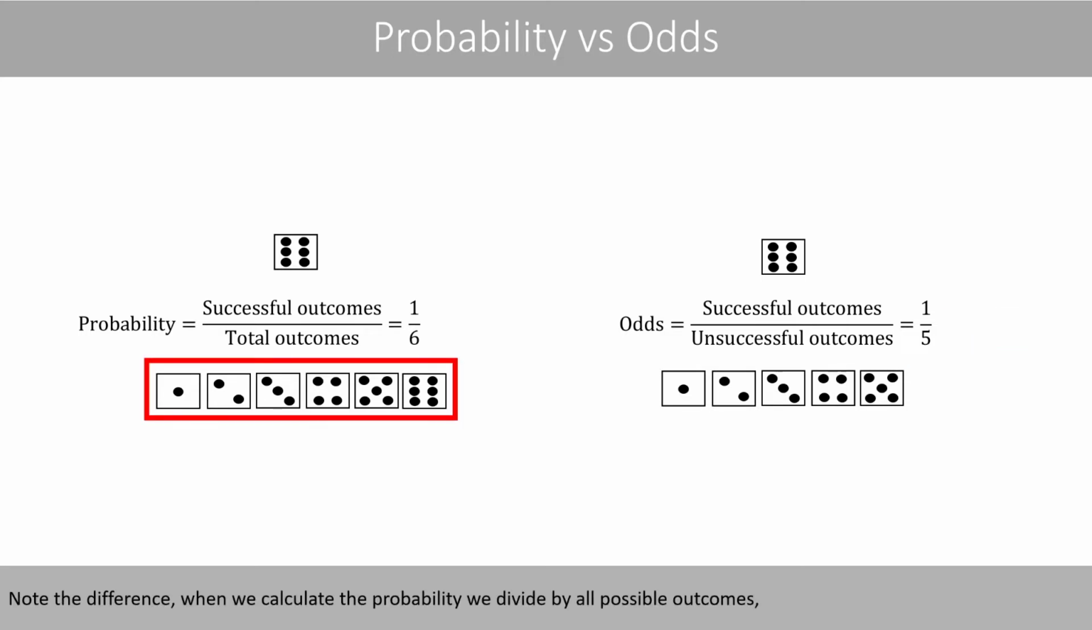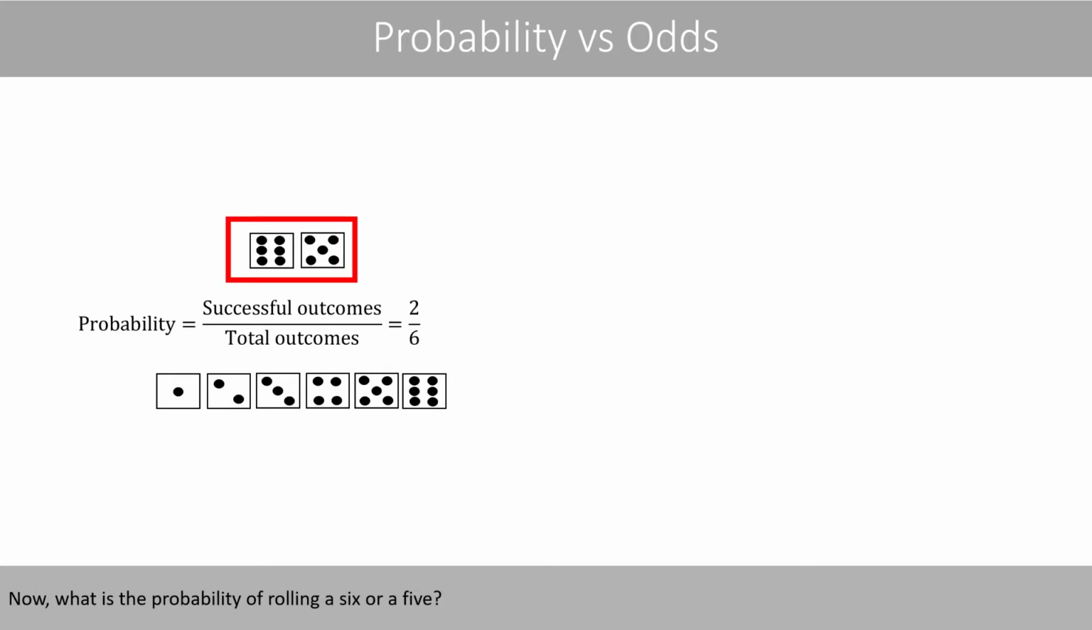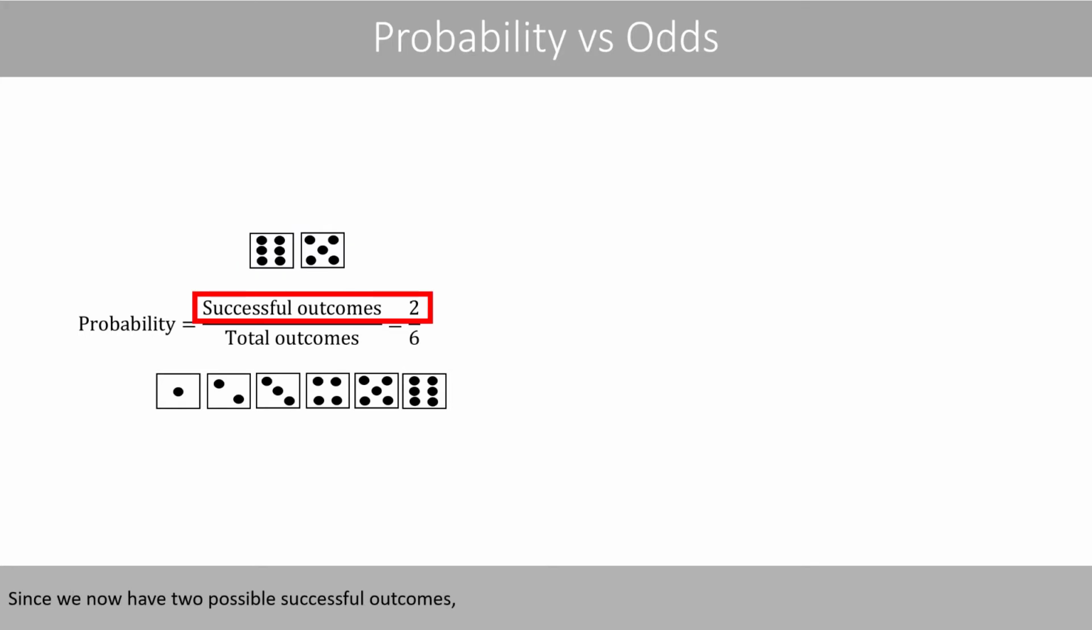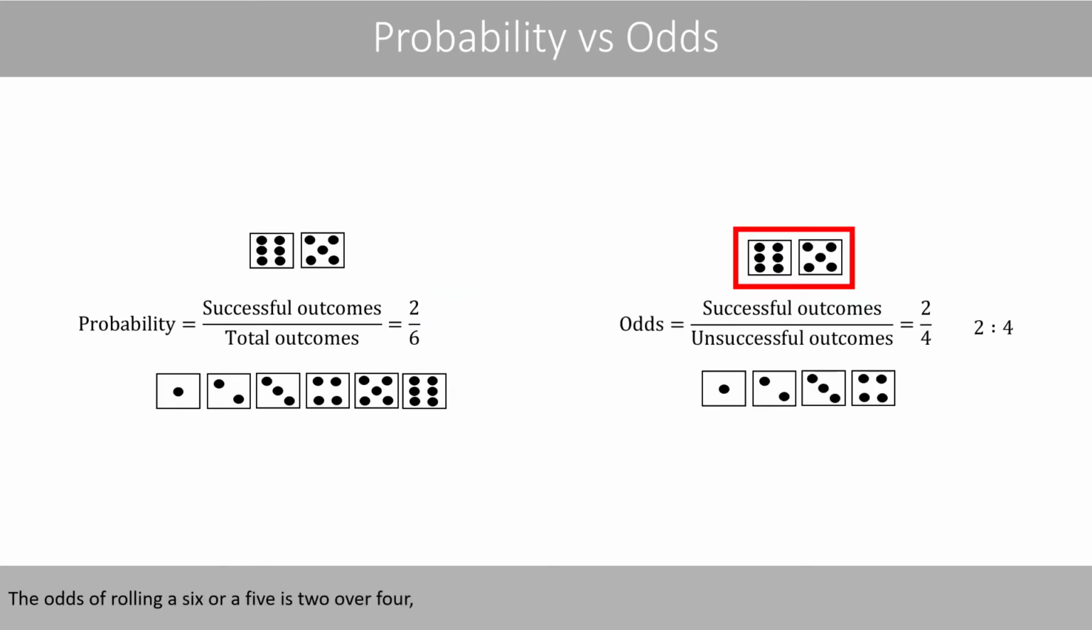Note the difference. When we calculate the probability, we divide by all possible outcomes. And when we calculate the odds, we only divide by the number of unsuccessful outcomes. Now, what is the probability of rolling a 6 or a 5? Since we now have 2 possible successful outcomes out of 6 possible, the probability is 2 over 6, which is about 33%. The odds of rolling a 6 or a 5 is 2 over 4.